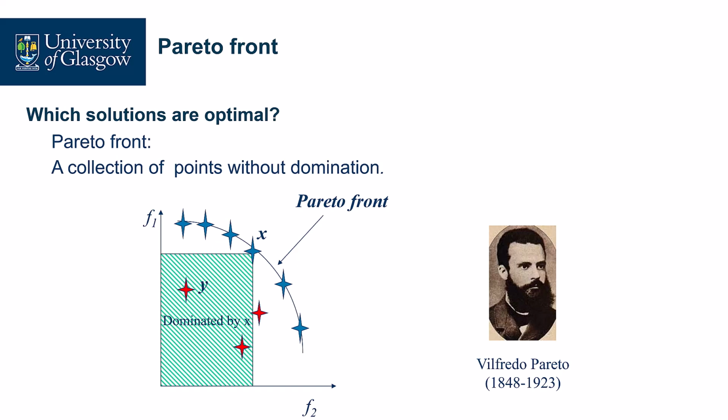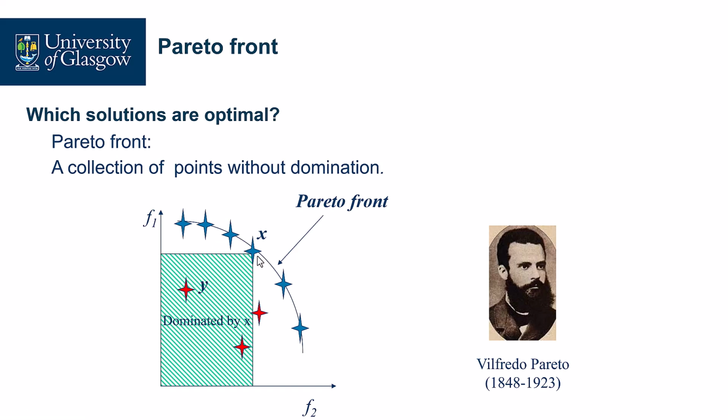Considering the domination, we can collect a set of points without domination. We can see these blue points here. Each of these blue points can't be compared with each other. They don't dominate each other. And we can see the red points are dominated by the blue points. For example, for this blue point x, this is the dominated area. So all the points appearing here are dominated by this x, right?